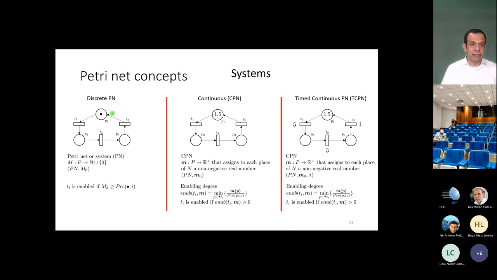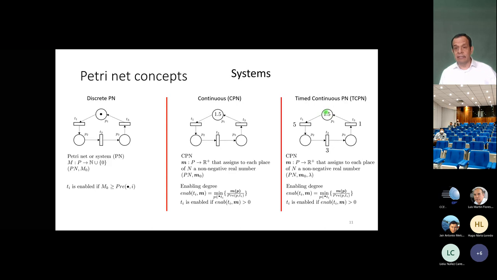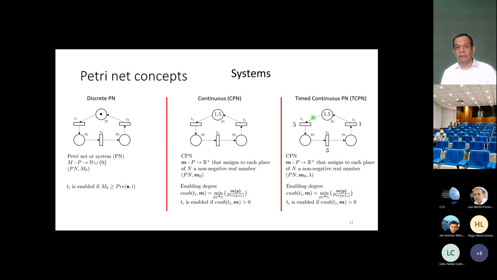In the discrete Petri net, a transition is enabled if all the input places of this transition have tokens, and the number of tokens inside each place is greater than or equal to the weight of the arc joining this place with the transition. In the other cases, we need to define the enabling degree. The enabling degree is computed as the minimum value of this operation, which is the marking of the input places of the transition divided by the weight of the arc joining them with the transition. Here, a transition is enabled if this enabling degree is positive.